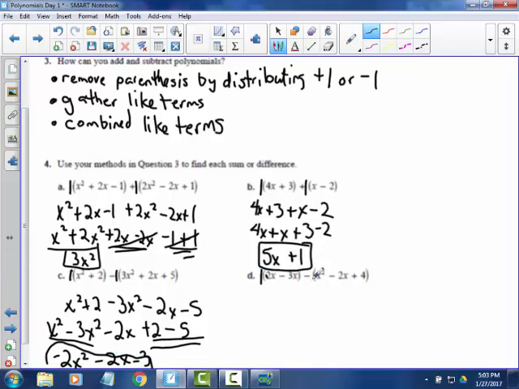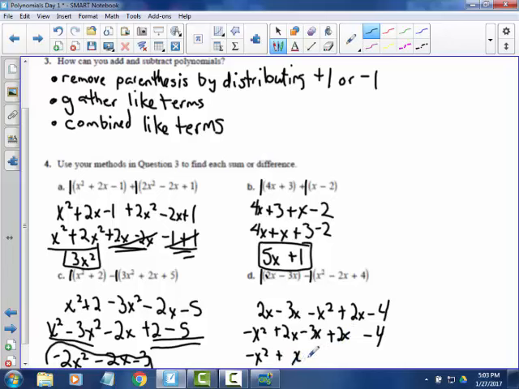Alright, so there's a positive 1, there's a negative 1, so we have 2x minus 3x minus x squared plus 2x minus 4, which would be negative x squared plus 2x minus 3x, plus 2x minus 4, which would be negative x squared. See, 2 minus 3 is negative 1, plus 2 is positive 1. So 1x, or simply x, minus 4.